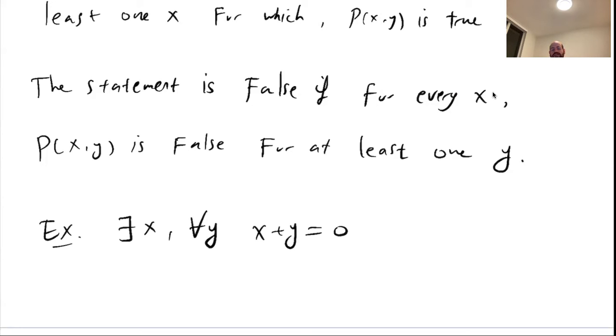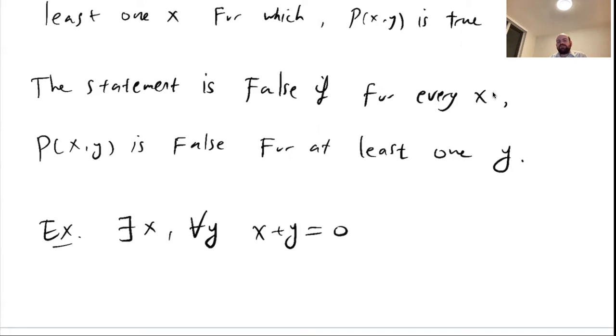So can I say that there exists at least one value of x such that for that value, for every y, x plus y is 0? Well, to get a better understanding about this, let's think about a few values of x. We want to know whether there exists an x with some property, yes or no. Well, let's think about some examples to get the idea.